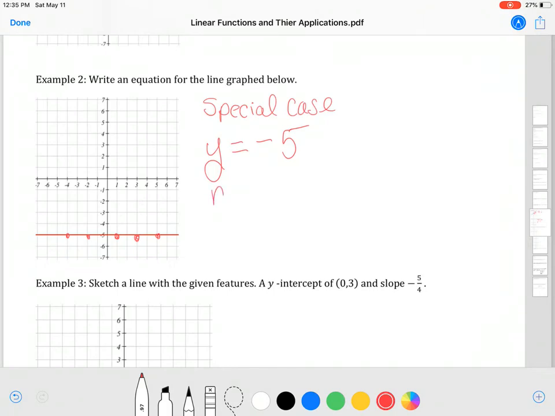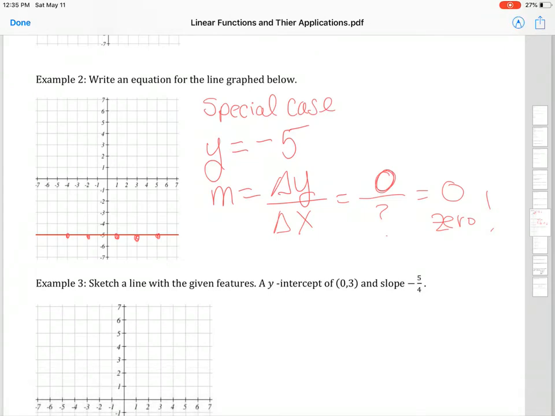Now just a quick refresher, because my y value doesn't change, my slope is the change in y over change in x. It doesn't matter what the change in x is. I'll put a question mark there because it doesn't matter. But because the change in y is 0, my slope is going to be 0. Just a quick reminder of the slope of a horizontal line.